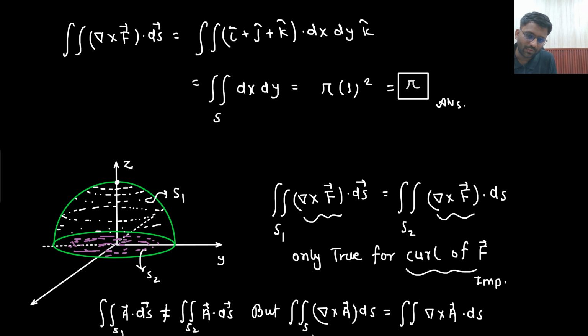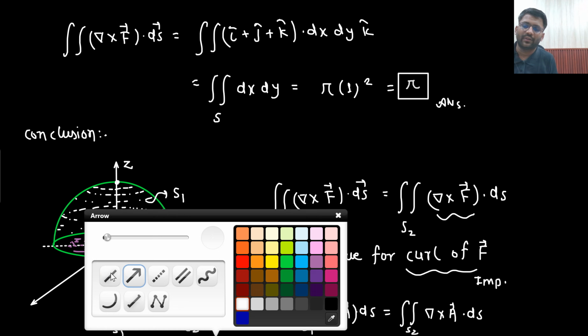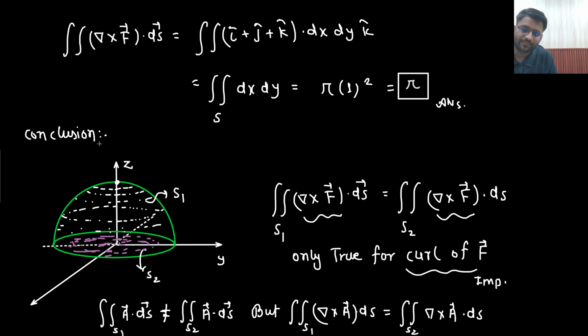Is that understandable to you? For S1, S2, this is the conclusion that we have made. One important point, this is your first important point. Another important point we are going to see, but this is the first important point. Have you understood it or not?